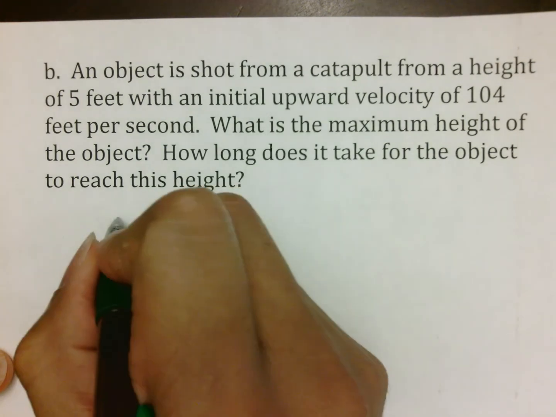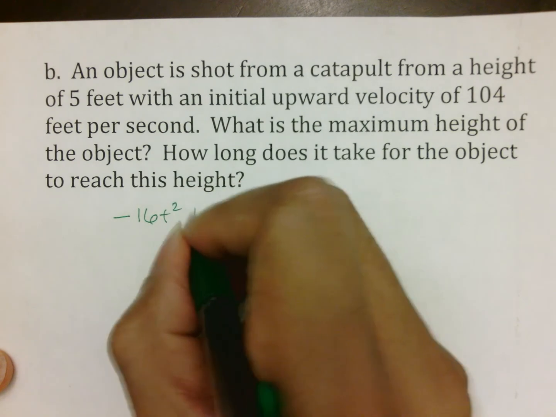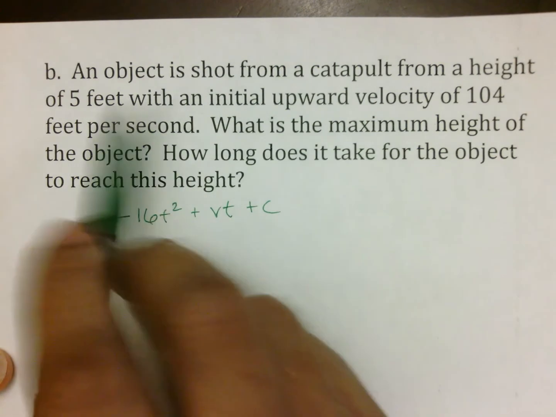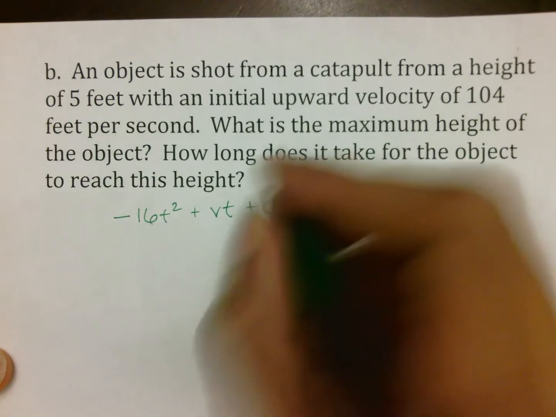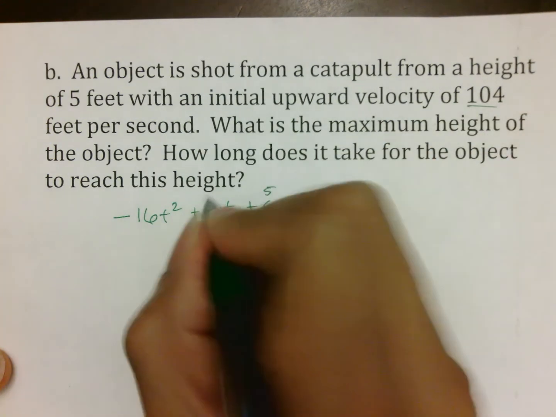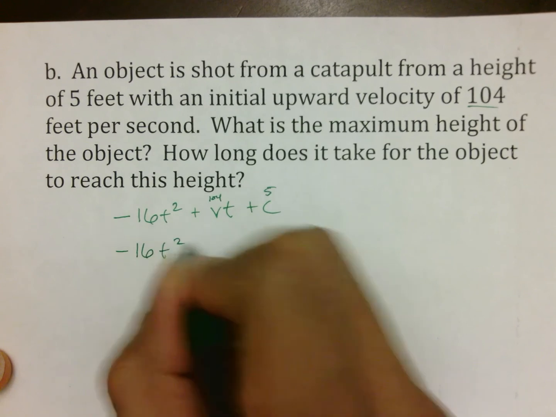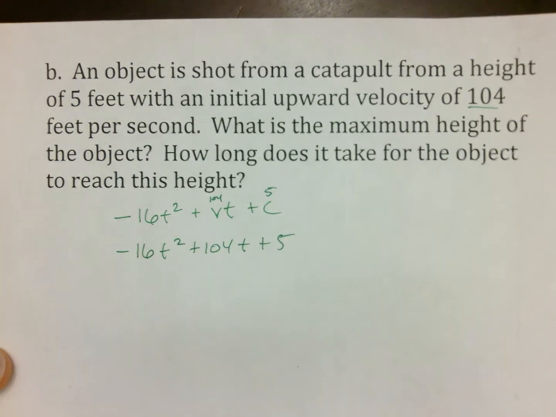Again, in this case, the formula is negative 16t squared plus vt plus c. Another object is shot from a height of 5 feet, with an initial upward velocity of 104 feet per second. Again, 5 feet is where it was shot from, and 104 feet per second goes here. And so my formula is negative 16t squared plus 104t plus 5.